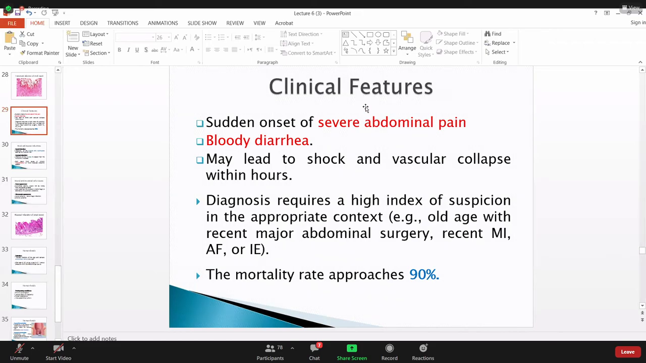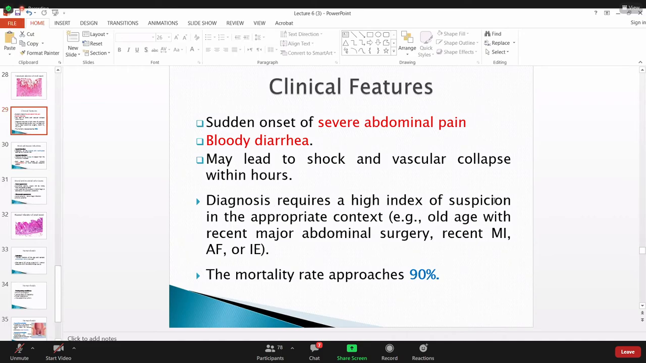These people come with sudden onset of severe abdominal pain, and they might even reach the point of being unconscious. They have bloody diarrhea, which can lead to shock and vascular collapse within hours. Within hours, they might lose their consciousness and enter the ICU. As we said, diagnosis requires a high index of suspicion.